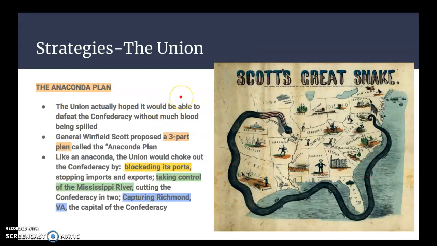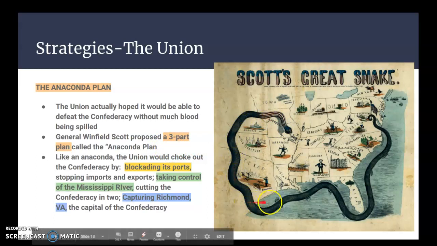So this is the Union strategy. How are they going to bring the Confederacy to its knees? They called it the Anaconda Plan. This was developed by General Winfield Scott, who was in the Mexican-American War, but by this time he's too heavy to even mount a horse, so he's not going to be an important figure in this war, except maybe for this plan. So like an anaconda, the Union would choke out the Confederacy, first by blockading the ports.